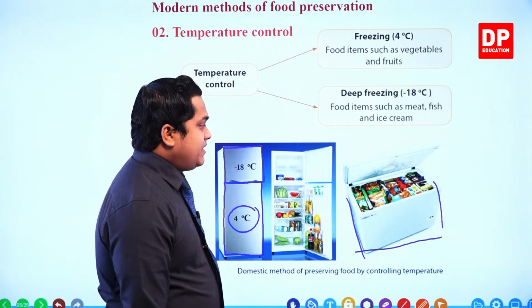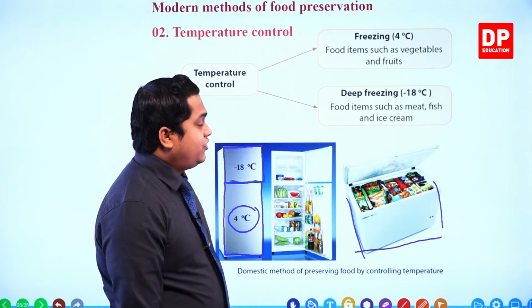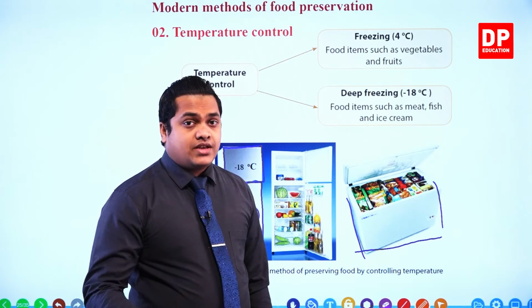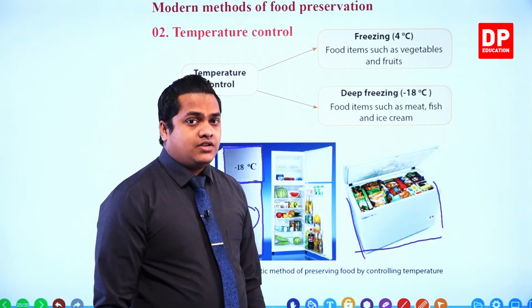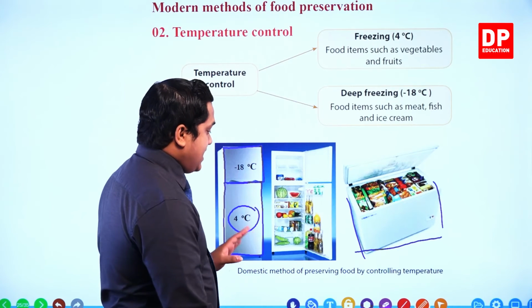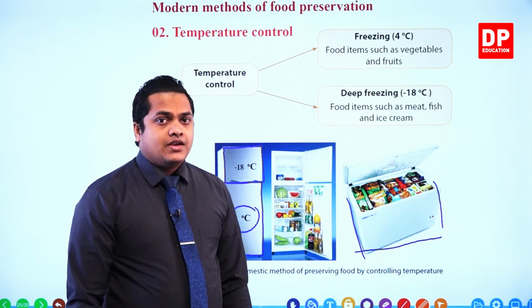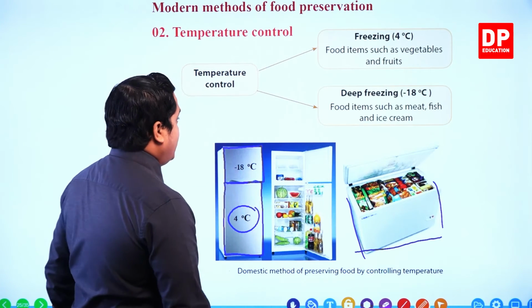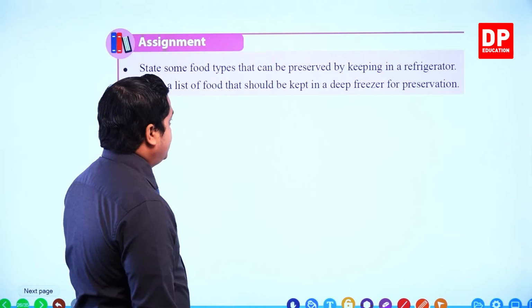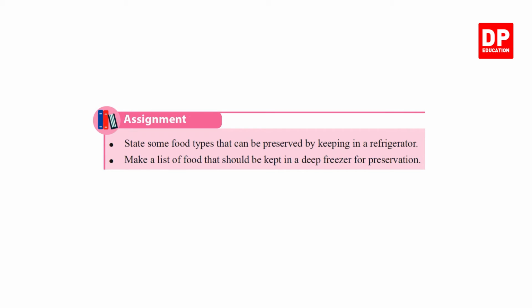So this is the second method of food preservation, the advanced, modern technologies: freezing and defreezing. Right, now let's head on to see the other contents. Here is another assignment. State some food types that can be preserved by keeping in a refrigerator. Make a list of food that should be kept in a deep freezer for preservation.